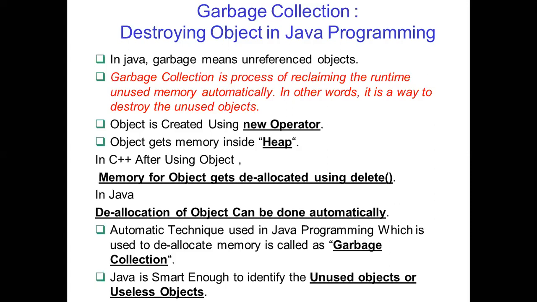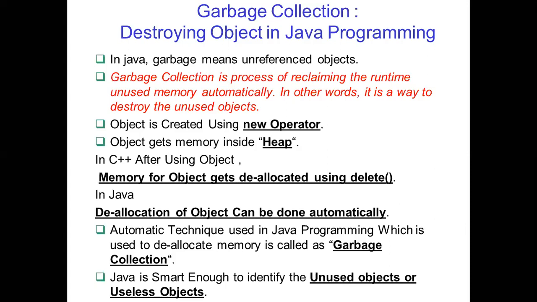So first we'll go one by one. An object is created with the new operator. You have seen in the previous slide, s1 object is equal to new of sdate. You have seen it like that. So the object is created with the help of the new operator. New is the operator for creating. Like that, the object gets memory inside the heap.